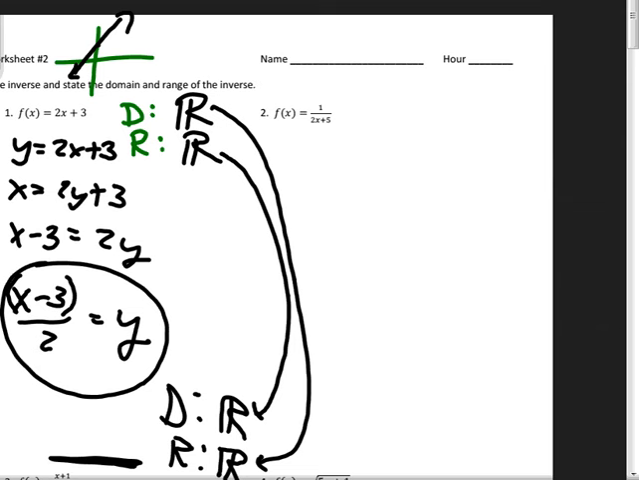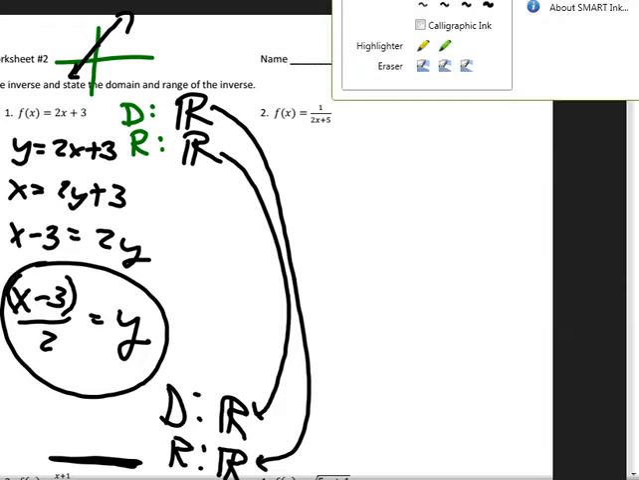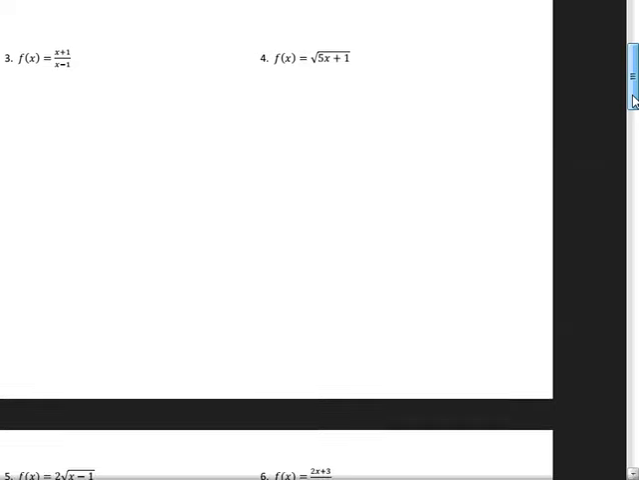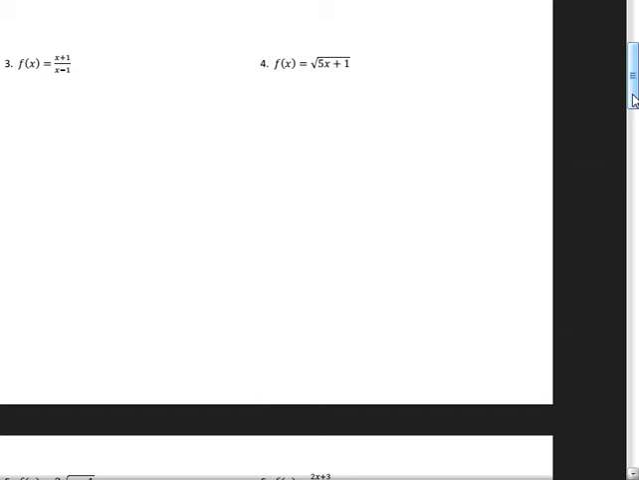Numbers 1 and 2 weren't very tough ones. I'd like to do a tough one with you. So let's skip down to number 3. I'm warning you, this kind's tough, and you have to know how to do it. All right, so let's do the domain and range first.